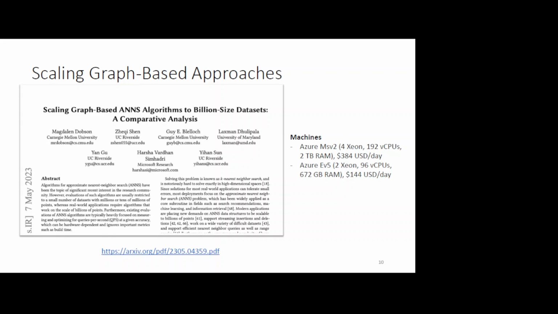This is the paper they use, and this paper tries to do some experiments, a comparative analysis. This means they run maybe dozens of methods on billion-scale data sets. And what machine did they use? Okay, you see they use Azure. Azure is, I think, very high-end machines. It takes you about maybe $400 per day.